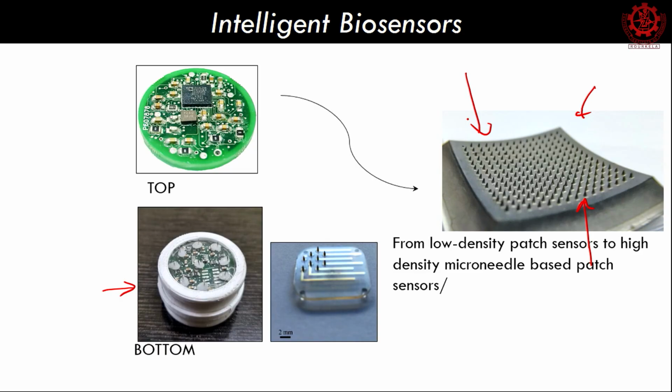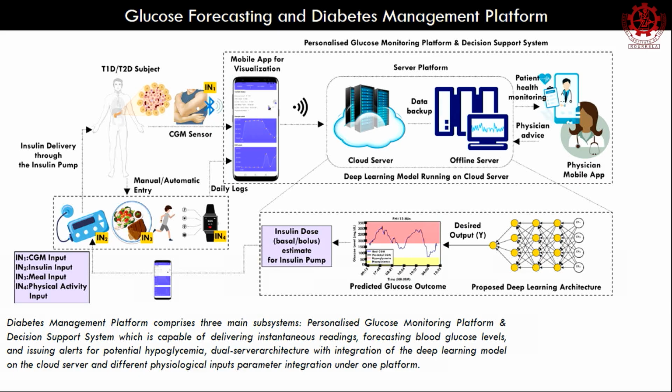High density means spatial density. So this is how it actually looks. Overall, the system looks like this: a closed loop diabetes management platform, where you have the patient, type 1 or type 2 diabetes. They might be wearing a sensor, and the sensor data goes into an app.